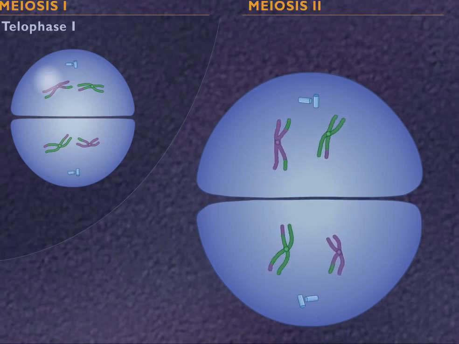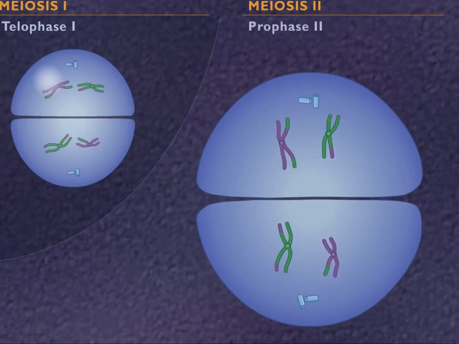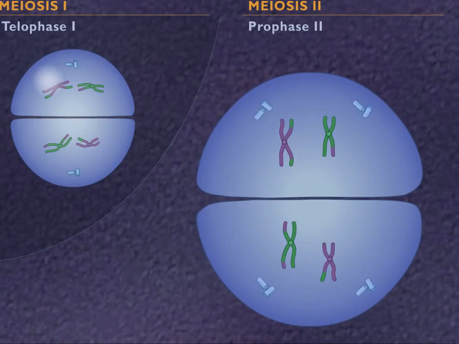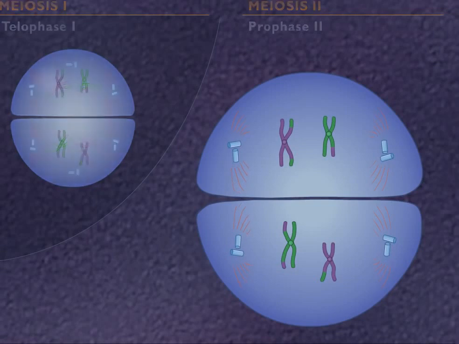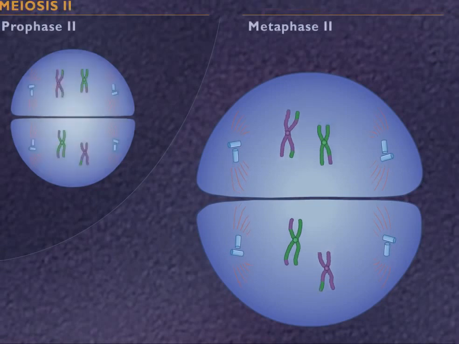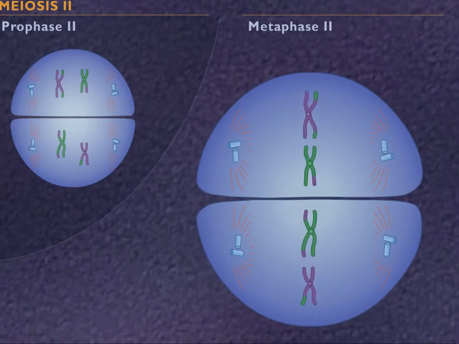In prophase II, we now have two cells, each with two chromosomes. In this stage, the spindle fibers again start to form at the poles of the cell. In metaphase II, the chromosomes line up along the equator. This is different from metaphase I, where the homologous chromosomes were lined up. In metaphase II, each cell has only one of each homologous chromosome.